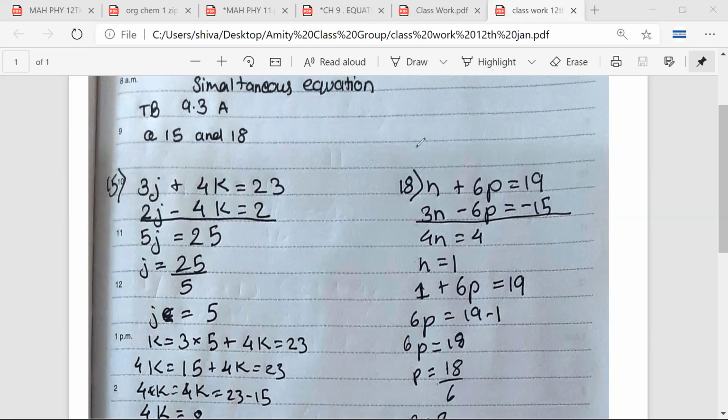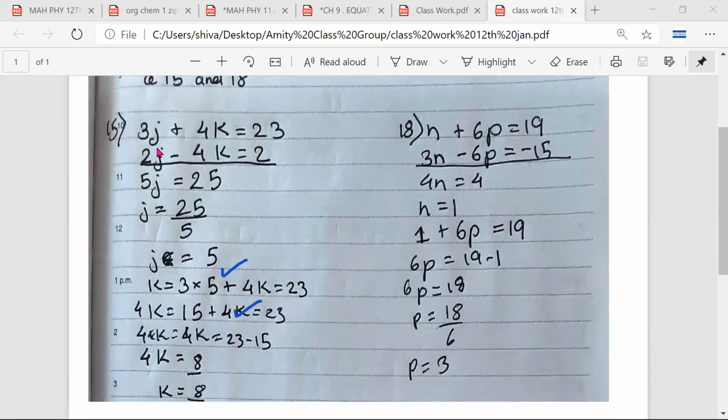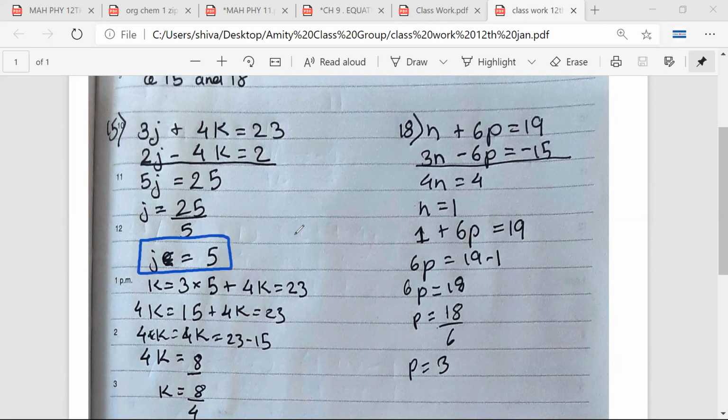So j is equal to 5. Then Soumya, what have you done after that? Sorry, sir. Once you have found the value of j is equal to 5, what did you do after that? So once I found j is equal to 5, then I filled up the spaces. So 3 into j, which is basically 3 into 5, 15, plus 4k is equal to 23. Then I did the rest.